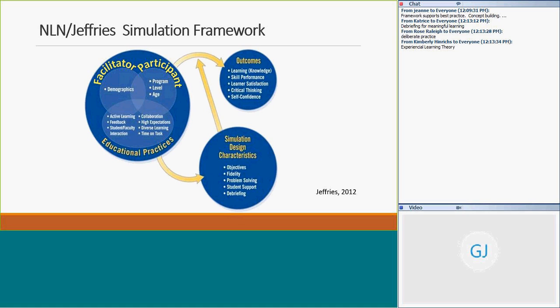So simulation design characteristics will impact outcomes. Now, originally in 2012, Jeffries identified only participant-focused outcomes. So simulation will impact or could impact knowledge, skill performance, learner satisfaction, critical thinking, self-confidence. And the way the scenario or the simulation experience is designed, the characteristics of that, including debriefing, realism or fidelity, the amount of support or cues, I've talked about scaffolding, or even problem solving, how difficult the scenario is, how much problem solving, cognitive load is required, will impact the outcomes. And there are also aspects that will impact both the design as well as outcomes: facilitators, knowledge, skill, participant, and educational practices.